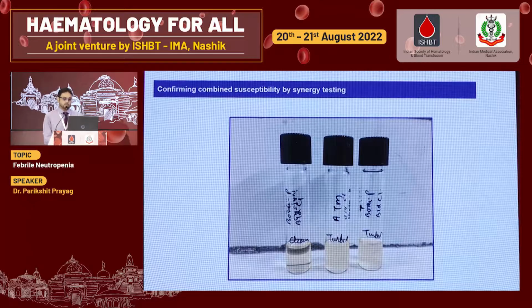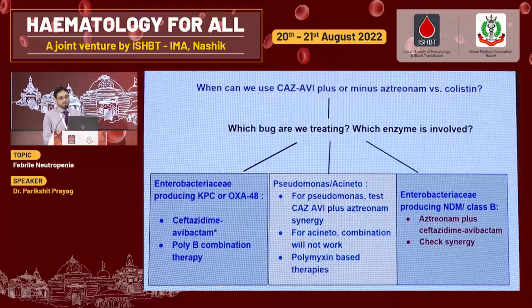The other thing is synergy testing. So as we move towards BL-BLI based regimens, so for example, Zavicefta has become increasingly popular, ceftazidime avibactam, plus or minus aztreonam, so always test for the susceptibility testing. So if you do have access to enzymes, your gram-negative management does become a little bit easier. I wouldn't say easy, but a little bit easier.